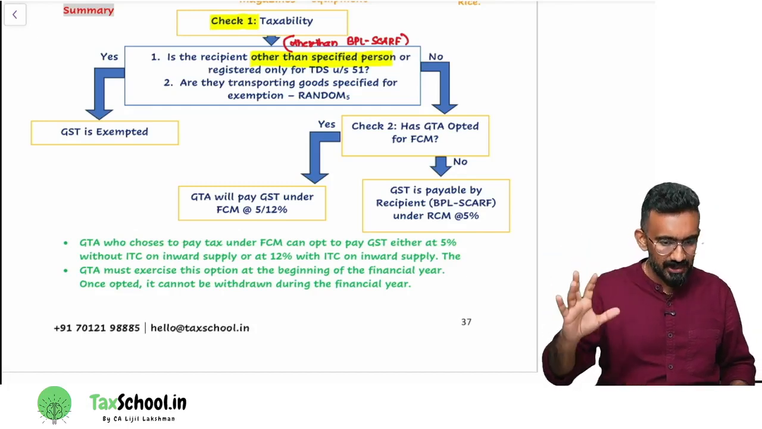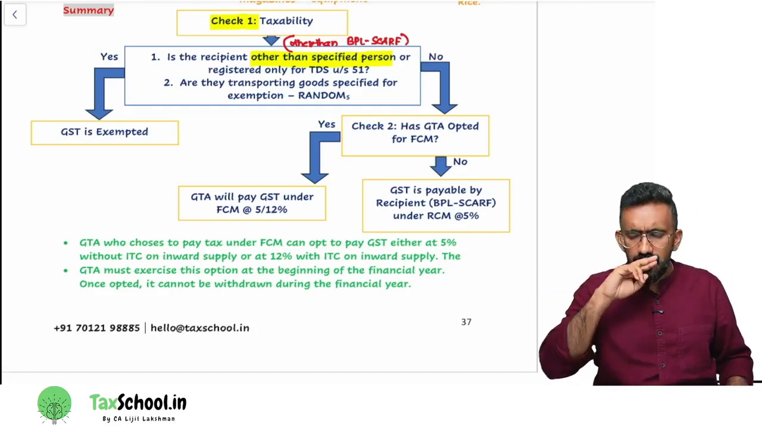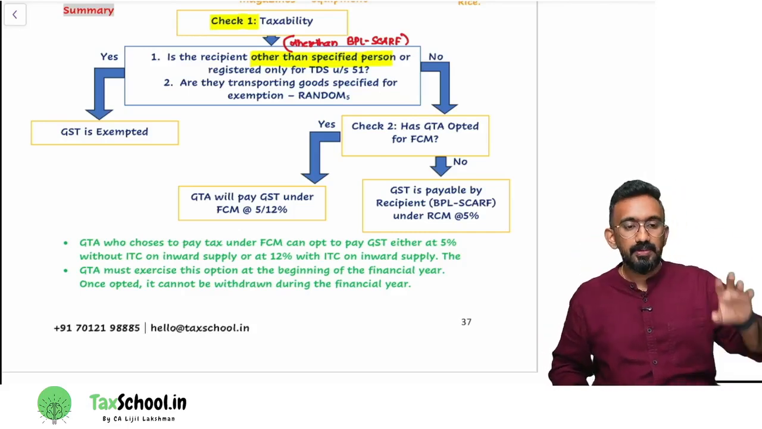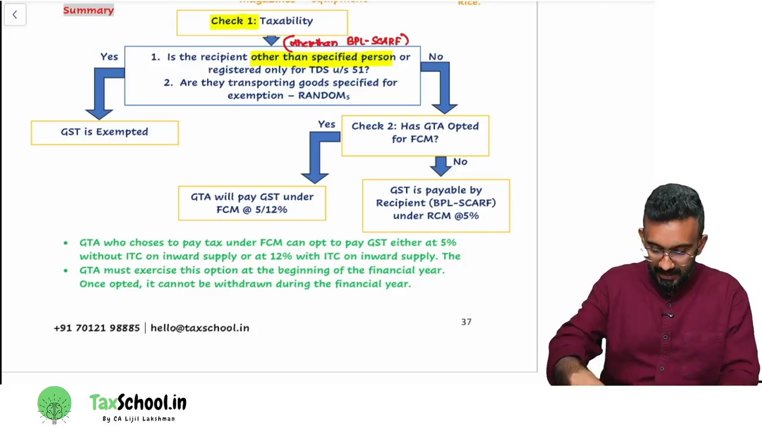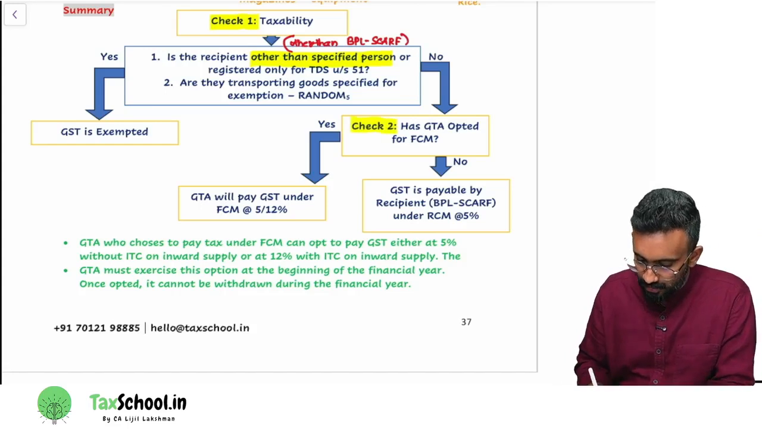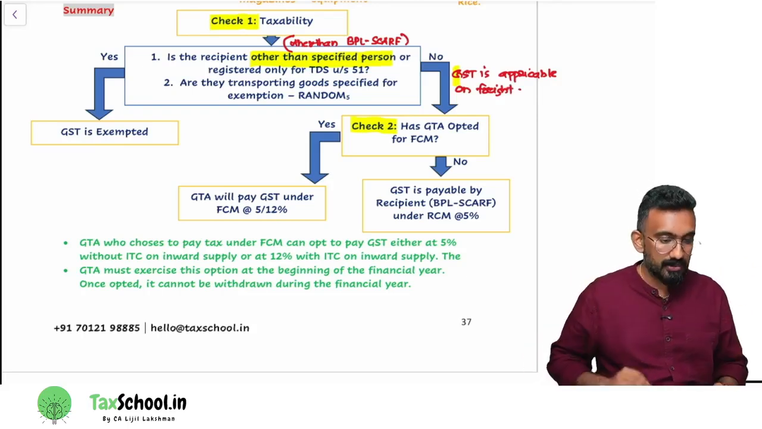So the first question is taxability. To check the taxability: is the recipient other than BPL scarf, or a person registered only for TDS, or are they transporting random 5? If the answer is yes, GST is exempt. If the answer is no, it is taxable, which means GST is applicable on freight. Next, if GST is applicable on freight, I will do check number 2.